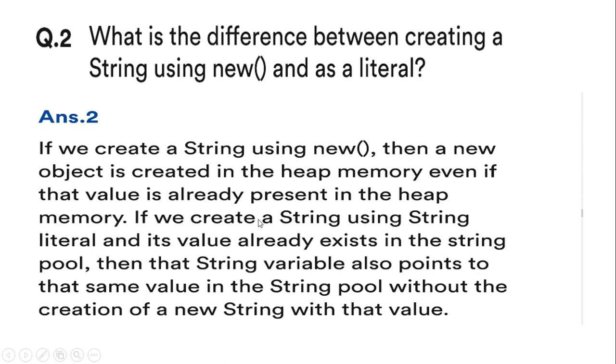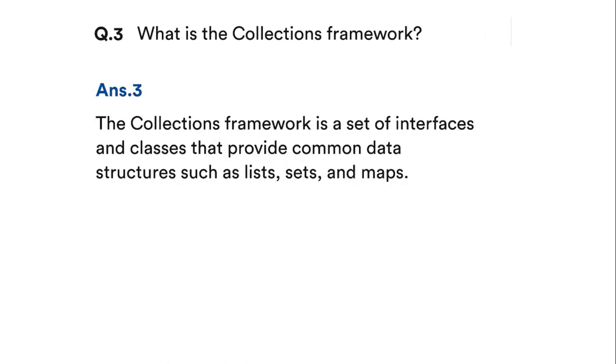If we create a string using a string literal and its value already exists in the string pool, then that string variable also points to the same value in the string pool without the creation of a new string with that value. So in a string literal, there is no copy of the item. If we create string s equal to some data, and string s1 equal to the same data again, then in the string pool it points to the first one created and does not have a copy of the values. Hope you have understood.